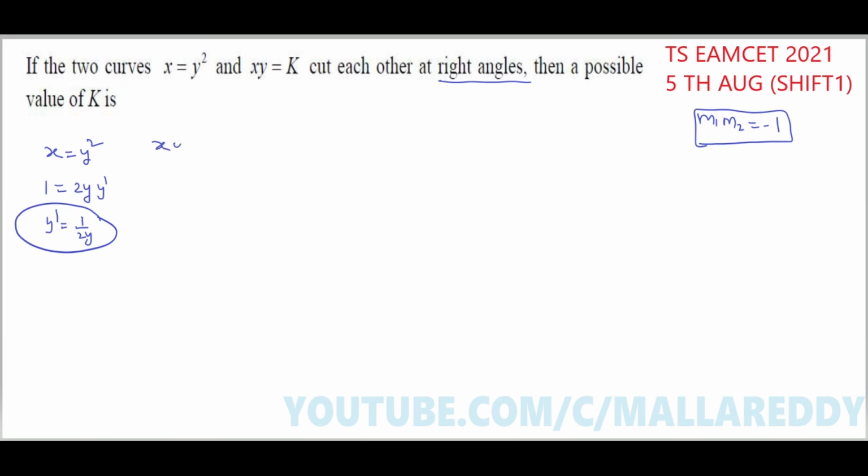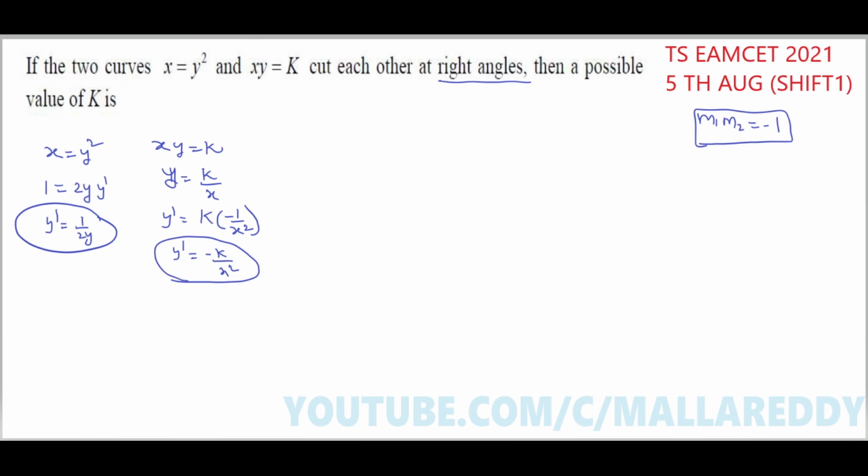And the second curve is xy = k. From this y = k/x. So take differentiation, that is y dash = k constant, 1/x differentiation is -1/x^2. So therefore y dash = -k/x^2. This is the slope of the second curve.